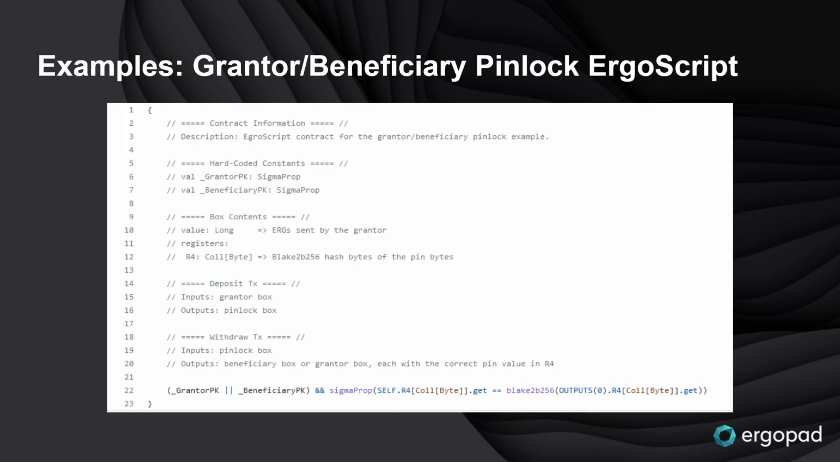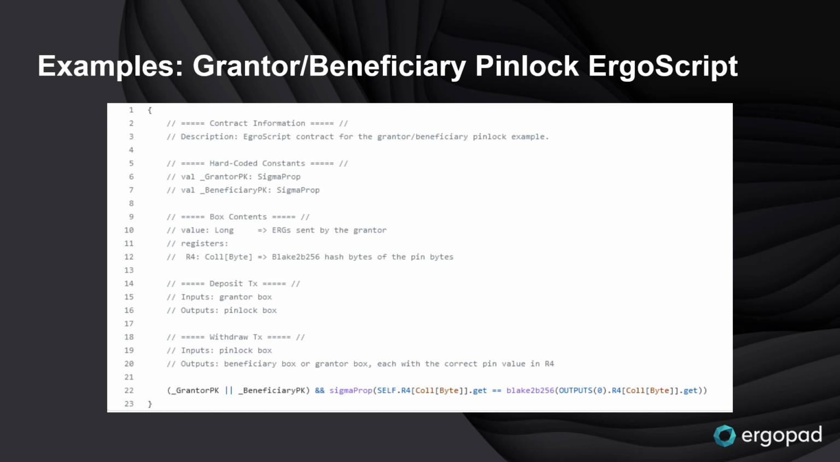So this is what the Ergoscript looks like. Like I said, it's very simple. In the first place, we start off with some comments just to understand what the contract is, what the constants and their data types are, and then any values in the registers. We want to give them a name and let people who are reading this contract know what is going on.